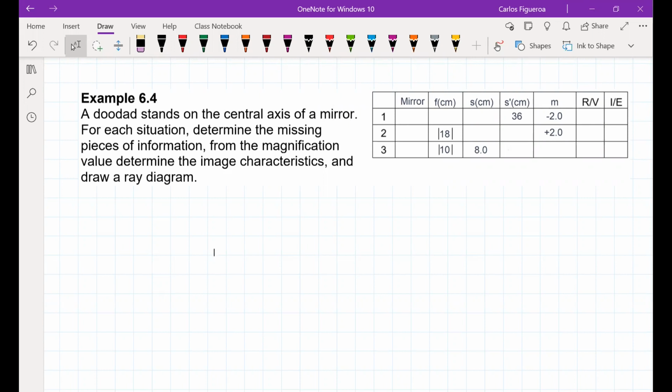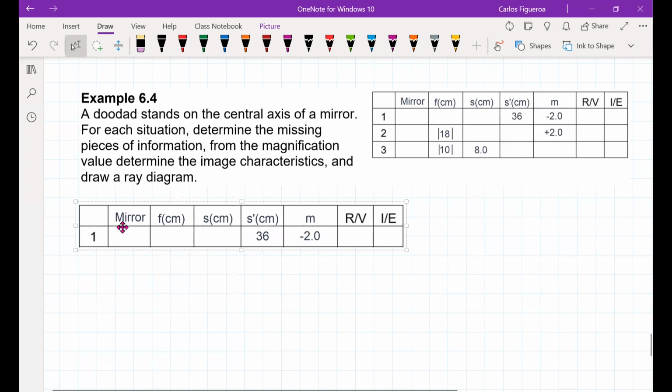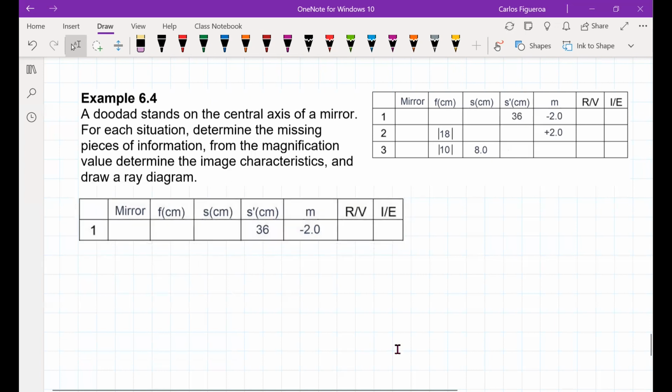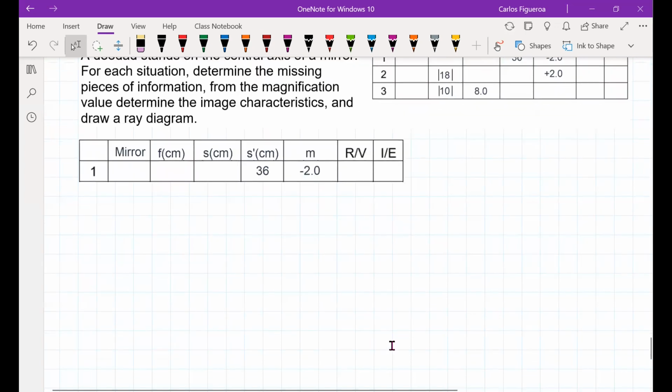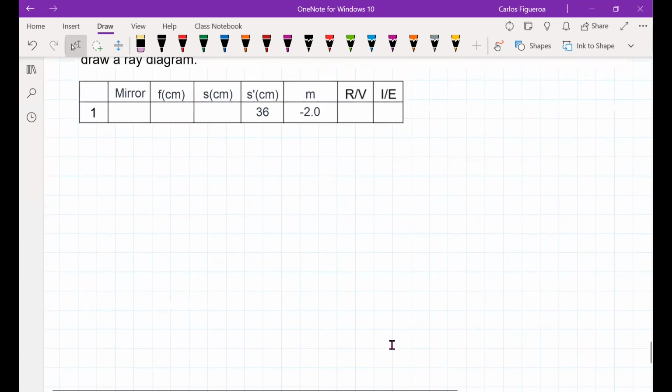So since we have 3 situations, for each of the mirrors, I'm just going to do one at a time. So the first thing that we have to do is determine what type of mirror we're talking about. I'm saying that this is a converging mirror.